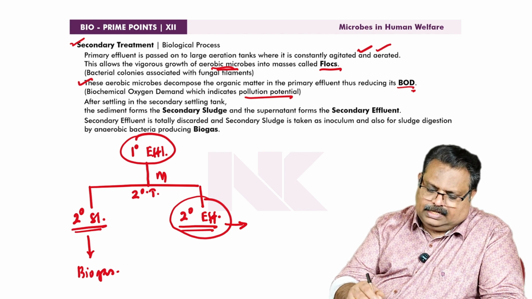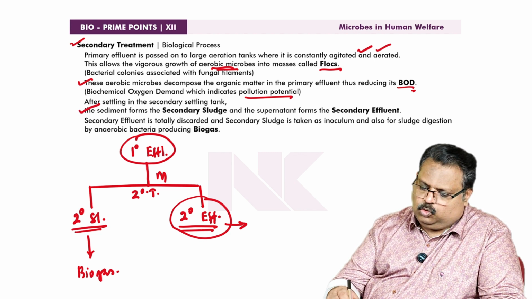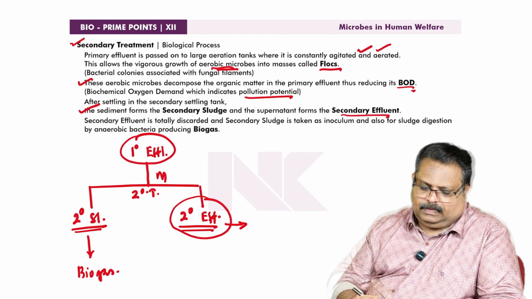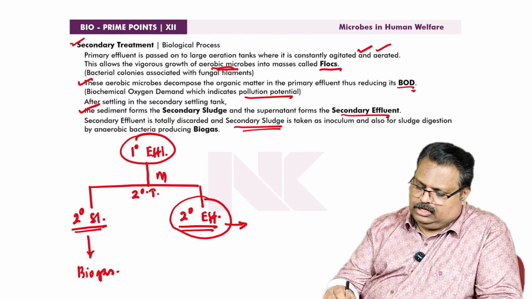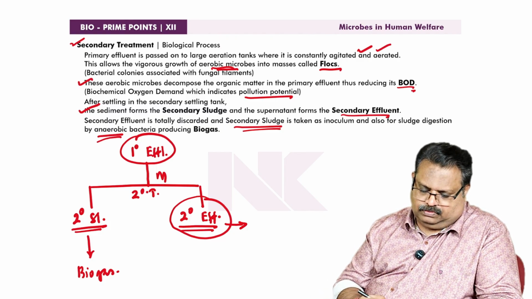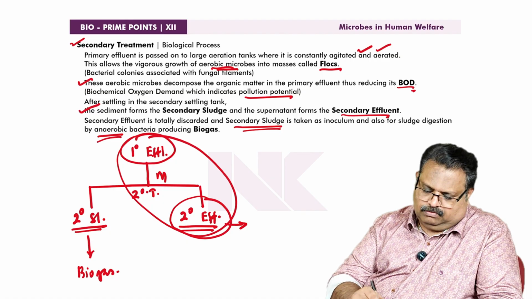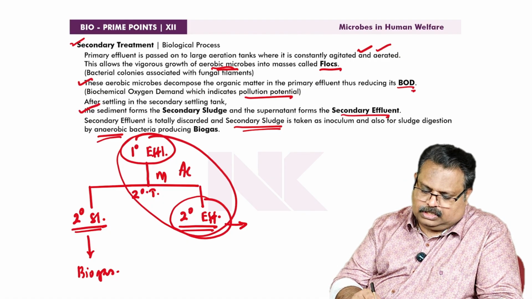After settling in the secondary settling tank, the sediment forms the secondary sludge and the supernatant forms the secondary effluent. The secondary effluent is totally discarded and the secondary sludge is taken as inoculum and also for sludge digestion by anaerobic microbes. So in the first step, for the conversion of primary effluent into secondary effluent, aerobic microbes are used.